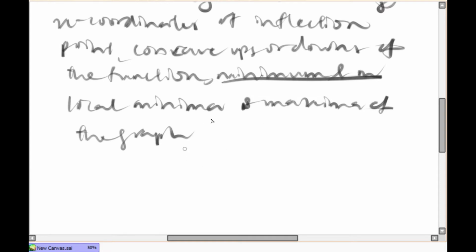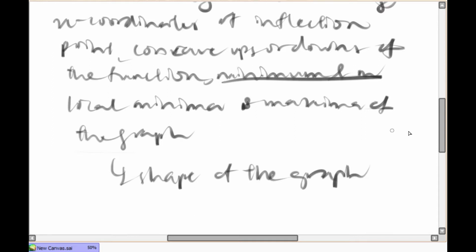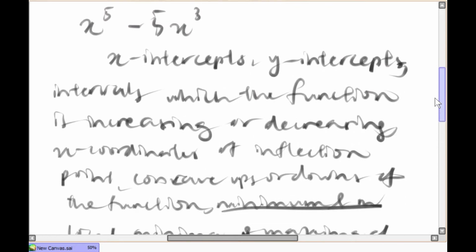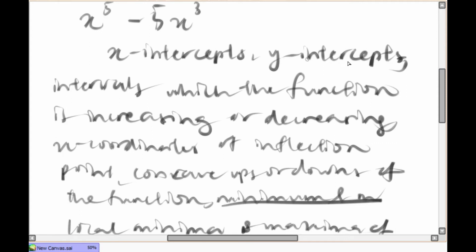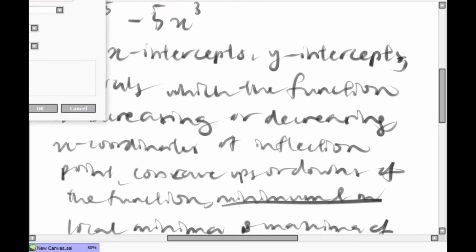Okay, so after that, from these parameters, we're going to find the shape of the graph. For now, we are supposed to have no clue what the shape of the graph is. So the x-intercepts and y-intercepts, we'll start off with these first. I'll make a new page.